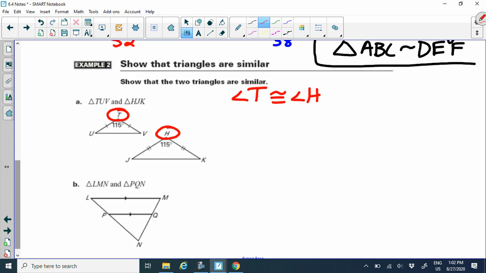So we see UV and JK, they don't have any numbers, okay? This is where we might need to know some different types of triangles, all right? Notice that on both of these, they've got little tick marks, right? Remember, tick marks also indicate congruency. So really this means that the sides are congruent. So UT and TV, those sides are congruent, and JH and HK are congruent.